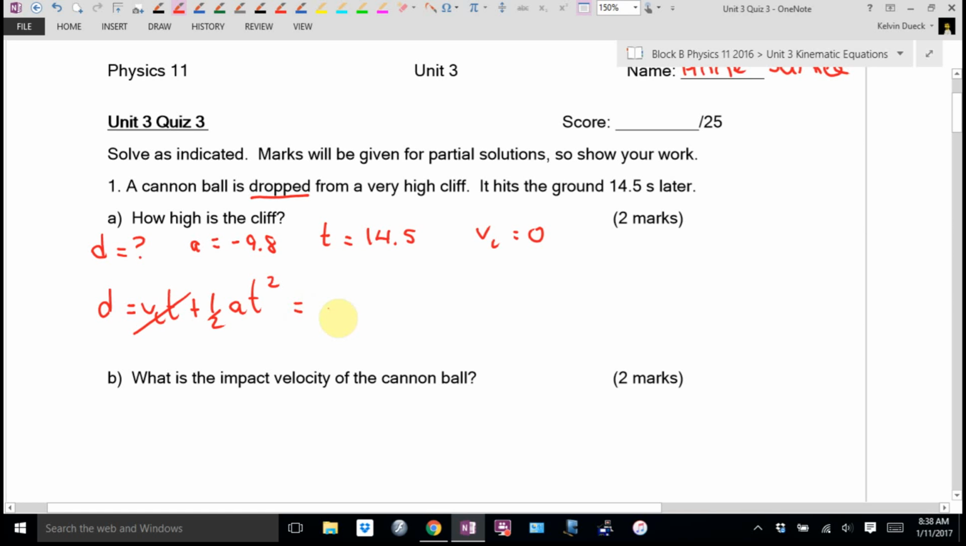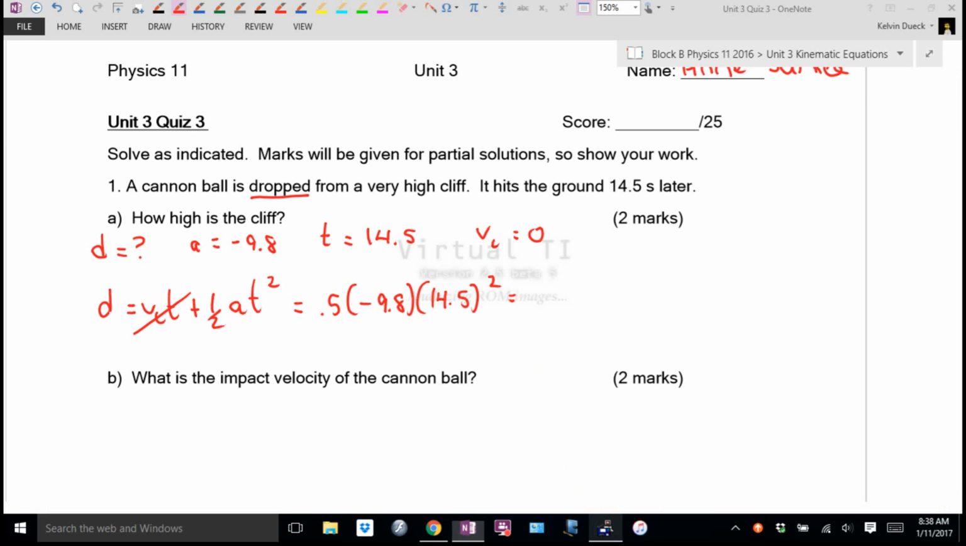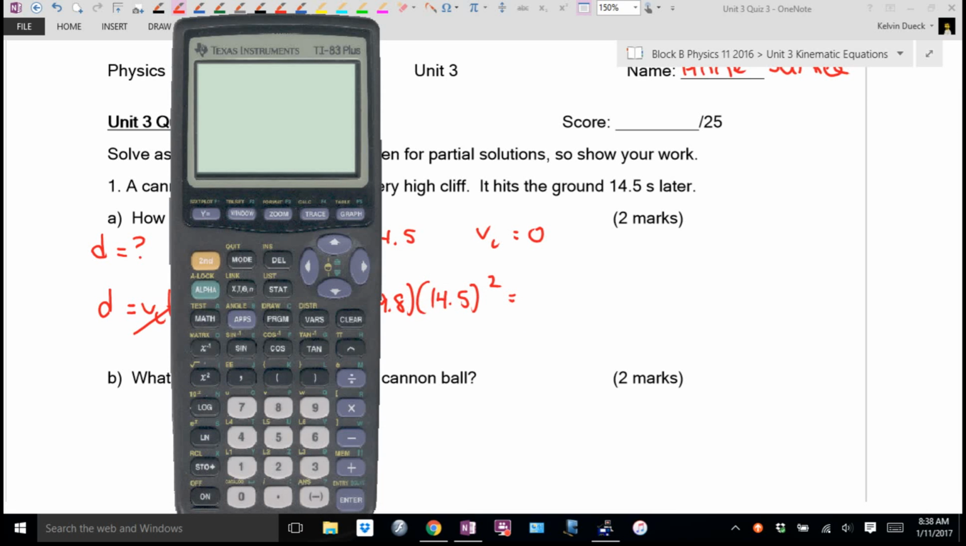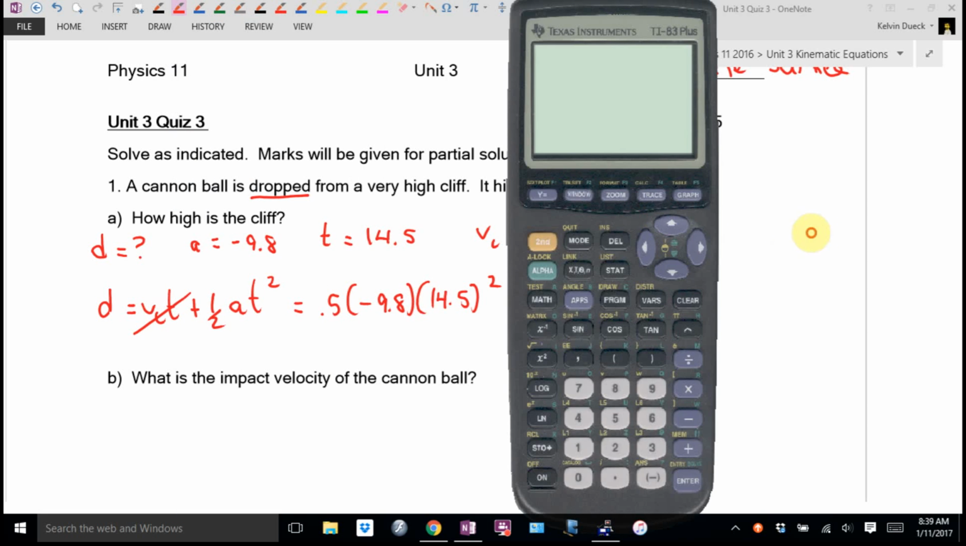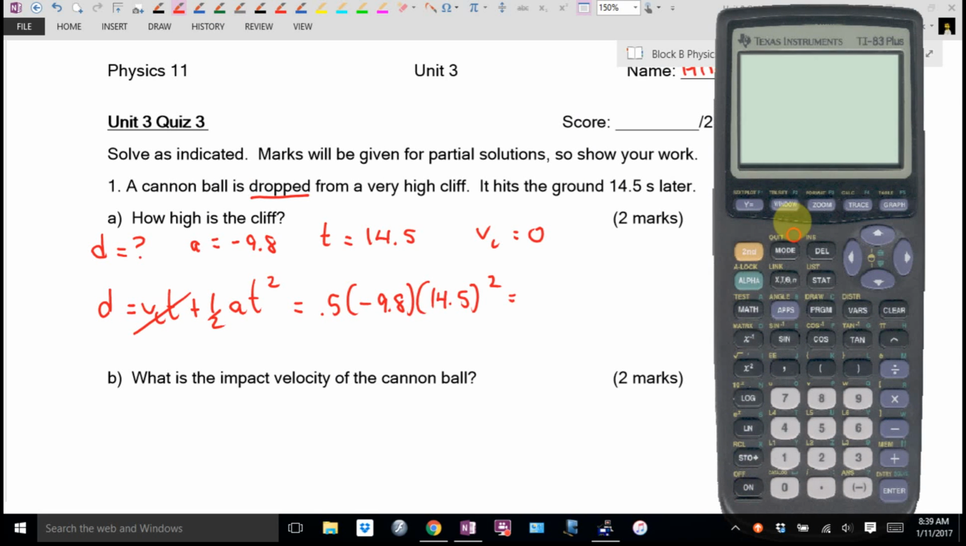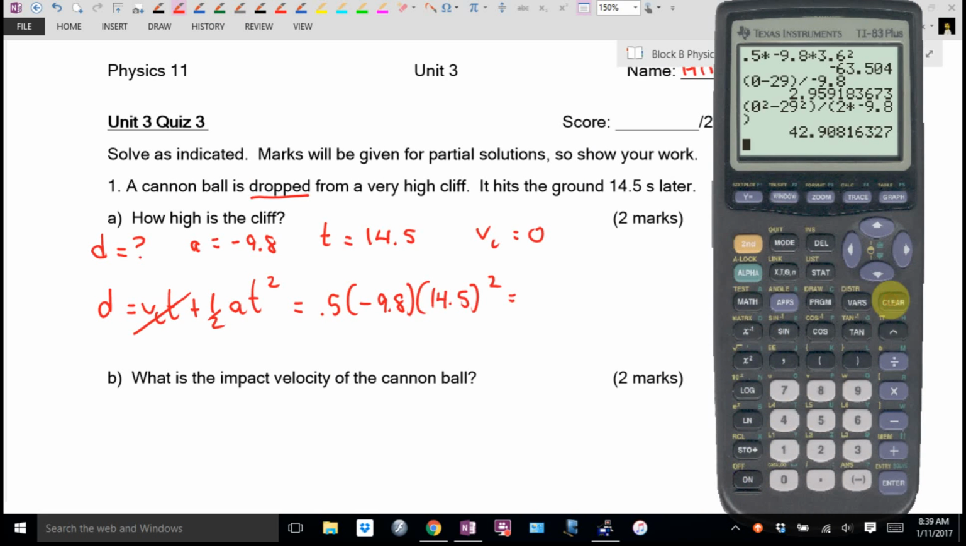And it's going to be 0.5 times negative 9.8 times 14.5 squared. 14.5 seconds of free fall is a pretty long time. It's going to be a fairly high cliff. You can imagine counting 14 seconds before something hits the ground. You're up pretty high, so I'm expecting a big answer. 0.5 times negative 9.8 times 14.5 squared.